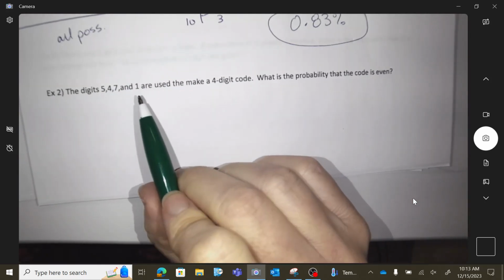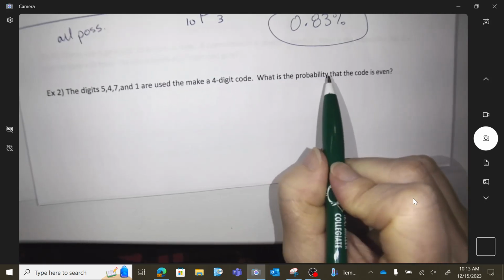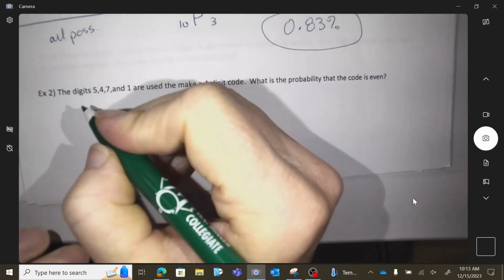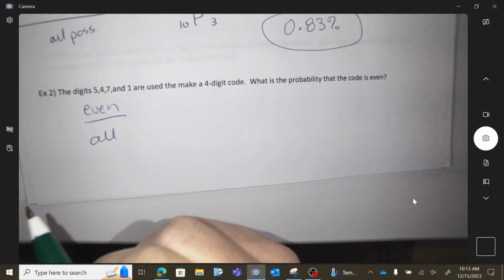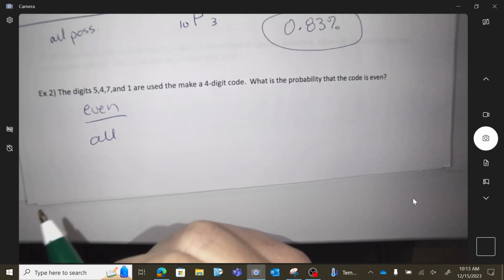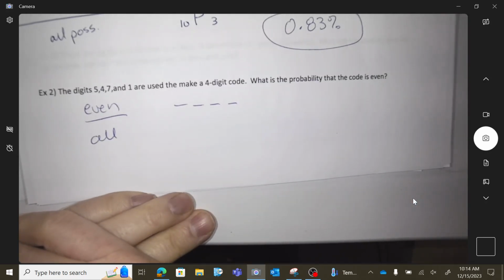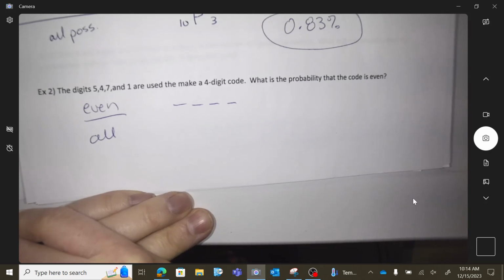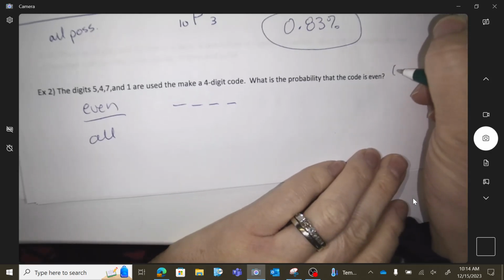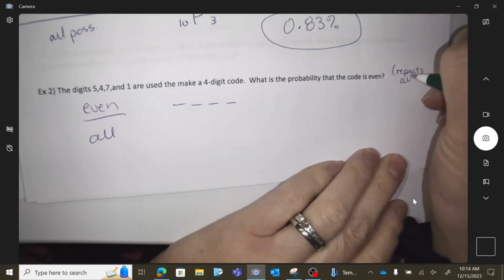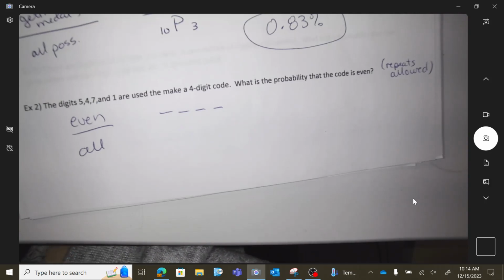Okay, so on this one we're using 5, 4, 7, and 1, and we're trying to make a 4-digit code. What's the probability that the code is even? So I'm going to talk about how could I make even codes divided by what are all possible codes. I guess we should have talked about repetition. There should have been some kind of information. Okay, sorry, I should have provided something because you need to know that, right? I'm going to go that repeats are allowed.